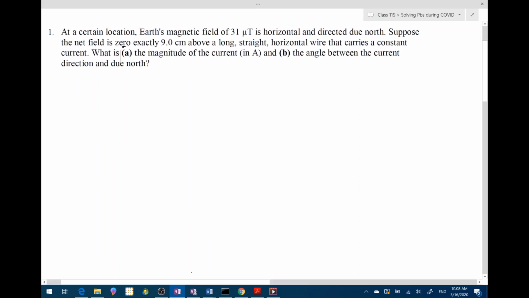At a certain location, Earth's magnetic field is 31 microtesla and it's horizontal. So let's assume this is the terrestrial field, Earth's magnetic field, horizontal and due north. So this is our north. Suppose that the net field is zero at that point. The net field is zero, then that must mean there should be another magnetic field which equates that and is opposite to it. And that should come from a wire.